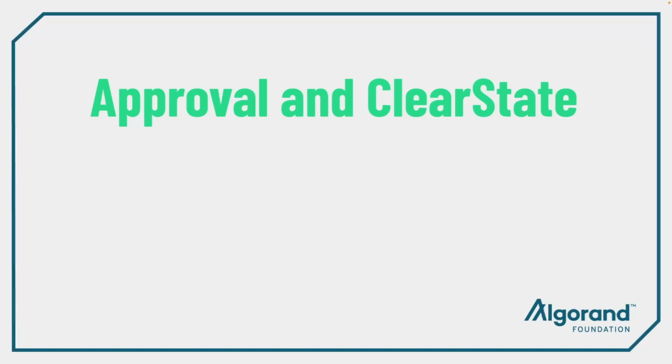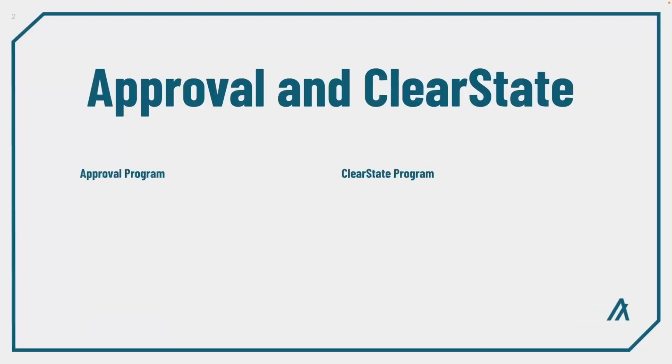In this video, I'll be explaining the differences between the Approval and ClearState TEAL programs. Every TEAL smart contract is comprised of two individual programs, the Approval program and the ClearState program. Both parts are required when deploying a smart contract.